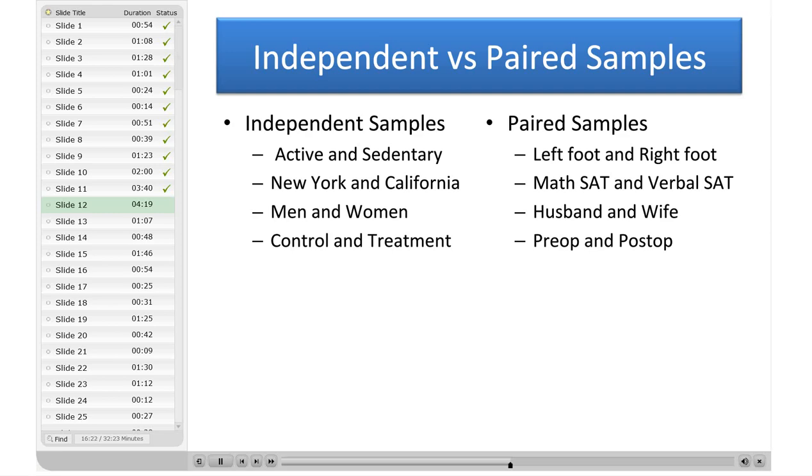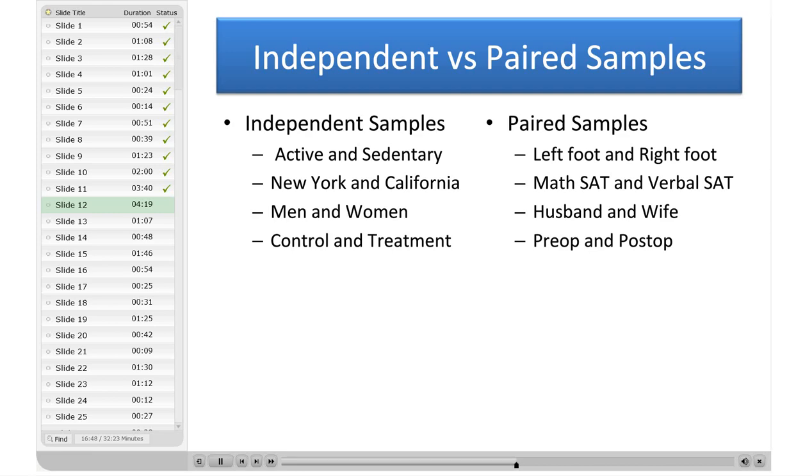You could say the same thing about math SAT and verbal SAT. If you had a bunch of students and you knew all of their math SAT scores and verbal SAT scores, well, those scores aren't statistically independent because someone with a higher math SAT score is actually likely to also have a higher verbal SAT score and vice versa. So it would be Alice's math SAT score is paired with Alice's verbal SAT score.